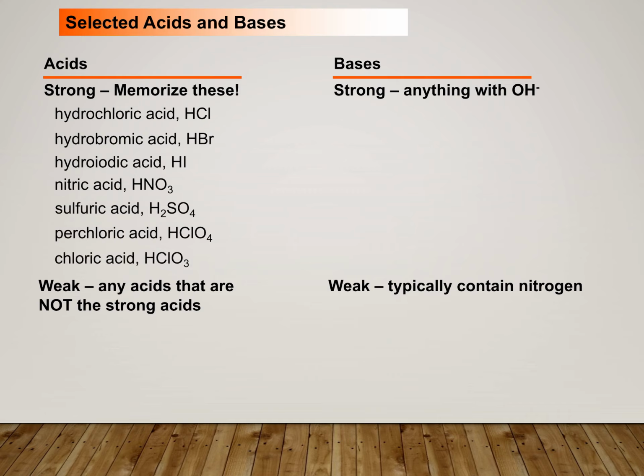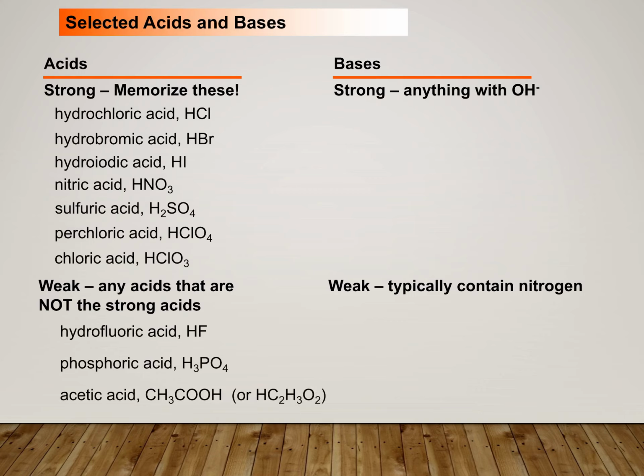Okay, so we have hydrochloric acid, hydrobromic acid, hydroiodic acid, nitric acid, sulfuric acid, perchloric acid, and chloric acid. Those are strong acids. You need to memorize those. The weak acids are going to be anything that is not a strong acid. So we have some examples here: hydrofluoric acid, phosphoric acid, and acetic acid.